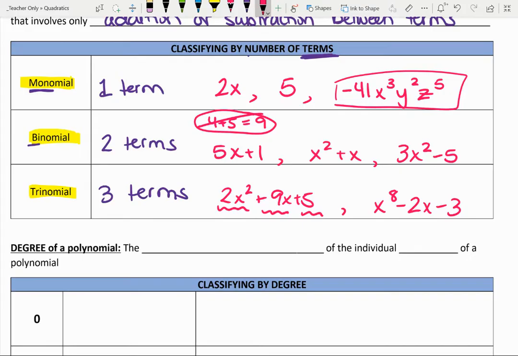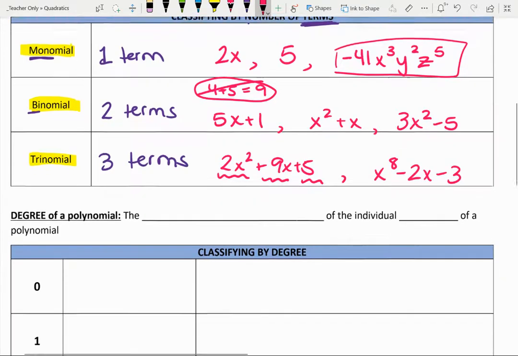So that's classifying by number of terms. Obviously, we could have polynomials with more than just three terms, but for our sake, we're just going to call those polynomials. Or we could say something like a 4-term polynomial.